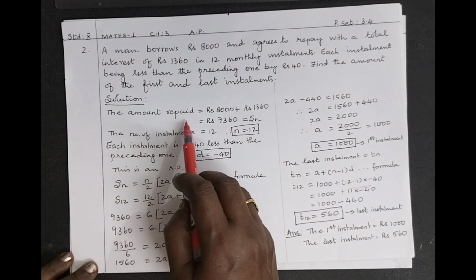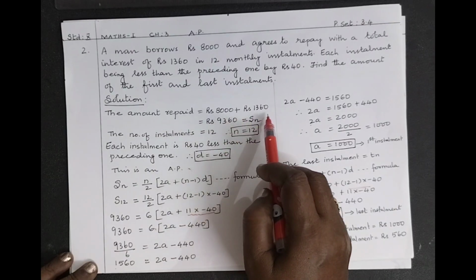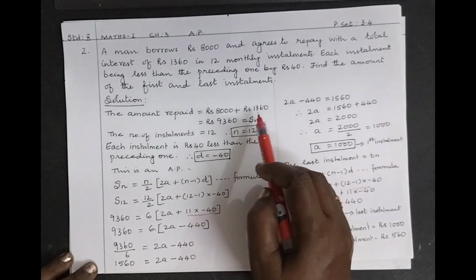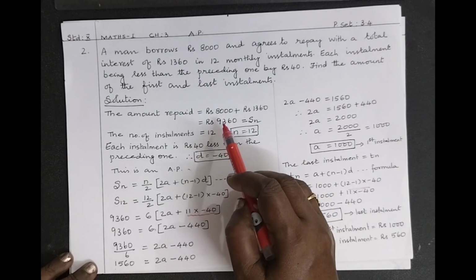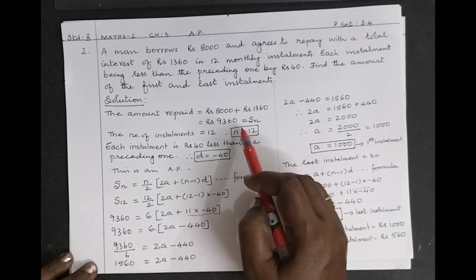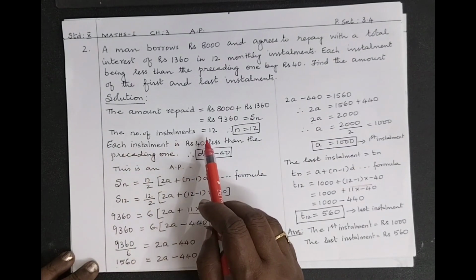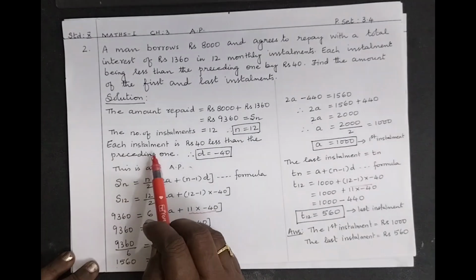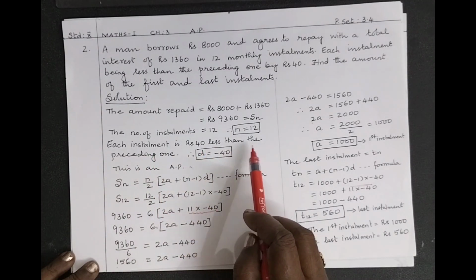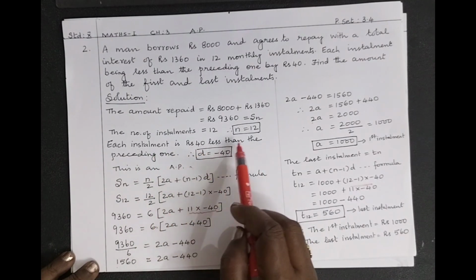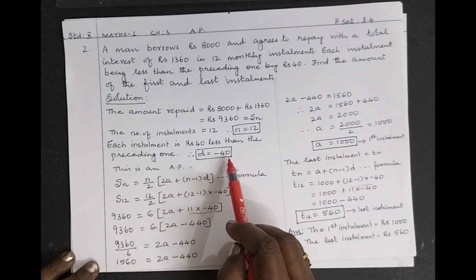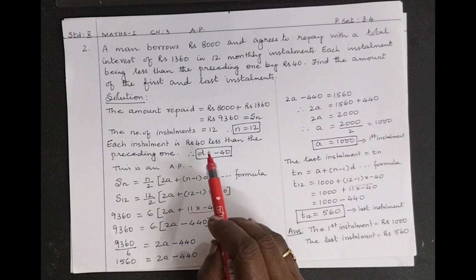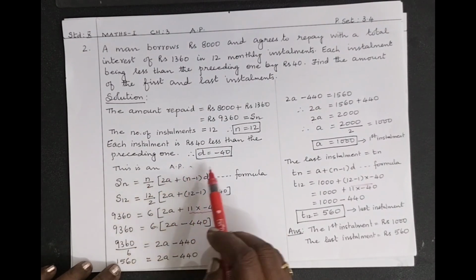Now the amount repaid is principal plus interest. Principal is rupees 8,000, interest is rupees 1,360. Therefore the total amount is 9,360. That is Sn. The number of installments is 12, that is n is equal to 12. Now each installment is 40 rupees less than the preceding one. That means d is minus 40. Since this d is constant everywhere, this is an AP.